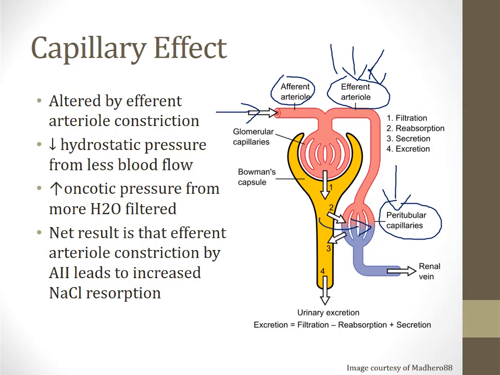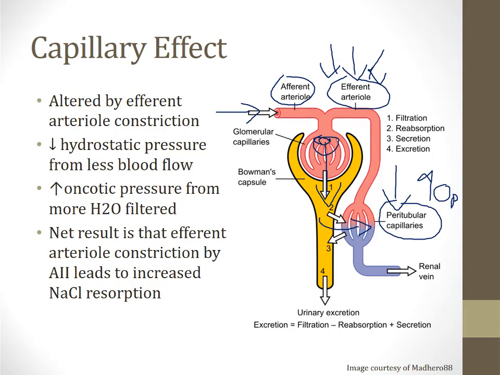Another consequence of vasoconstricting the efferent arteriole is that you drive more fluid across the membrane into Bowman's capsule, and you leave more concentrated plasma proteins behind. That raises the oncotic pressure out here in the peritubular capillaries. The oncotic pressure goes up.